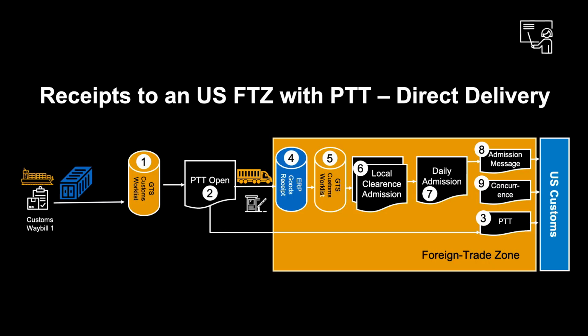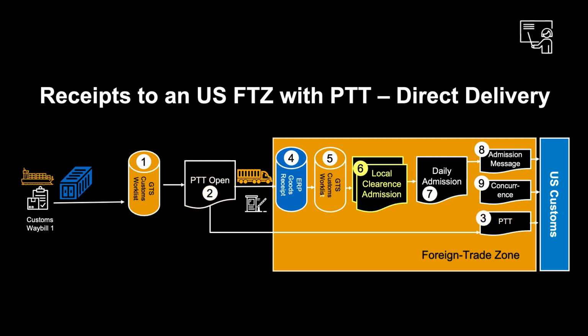Let us look a bit closer at the concept of receipt to an FTZ using direct delivery. The direct delivery process we will show is designed for low-risk, repetitive shipments whose ordering and timing are under the control of the FTZ operator. Upon the arrival of imported goods, we will open a PTT, a permit to transfer, allowing us to move the duty-unpaid goods to the FTZ.